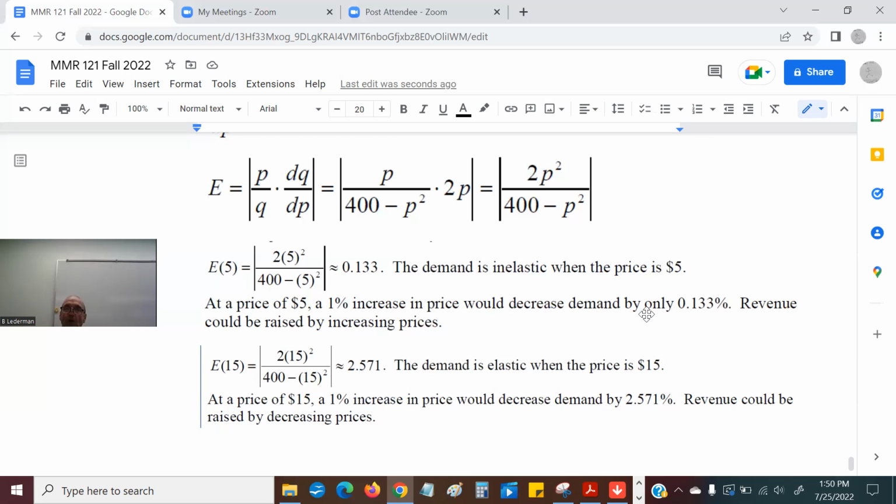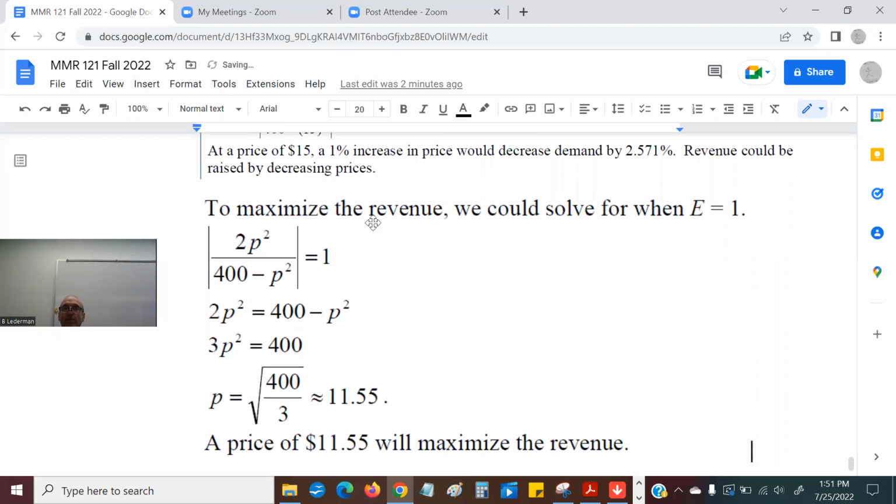Alrighty. So now for the last part, we wanted to find the maximum revenue, and the maximum revenue comes when E is equal to 1. So to maximize the revenue, we're going to solve for when E equals 1. We're going to take the formula that we got, 2P squared over 400 minus P squared, set that equal to 1, and then solve for P.